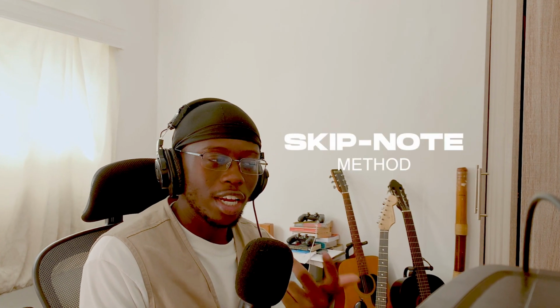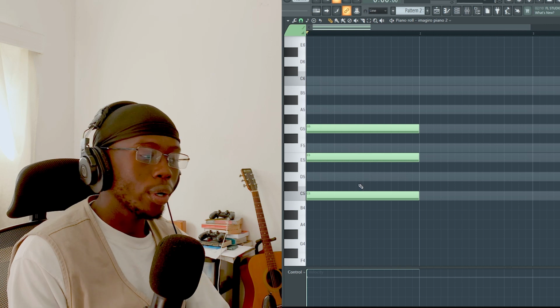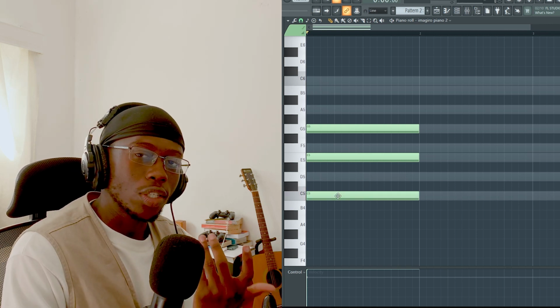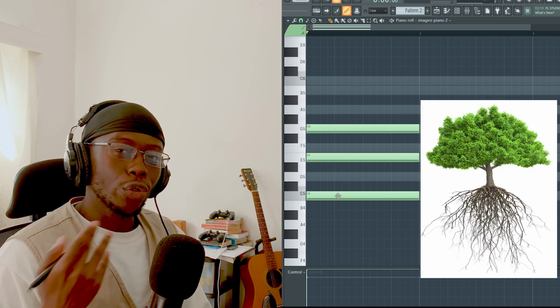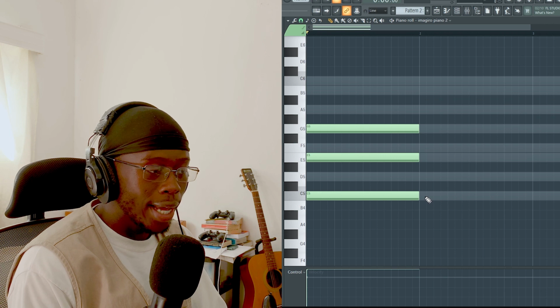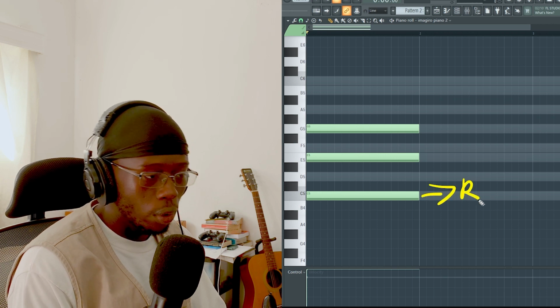We're gonna call this method the skip note method. And let's find out exactly what is happening behind this method. So the first note that we have in the chord is C. And it's known as the root, and that kind of makes sense because when you hear the word root, you think of a tree and the root is usually at the bottom, so it makes sense. So we're gonna add R next to it for root.